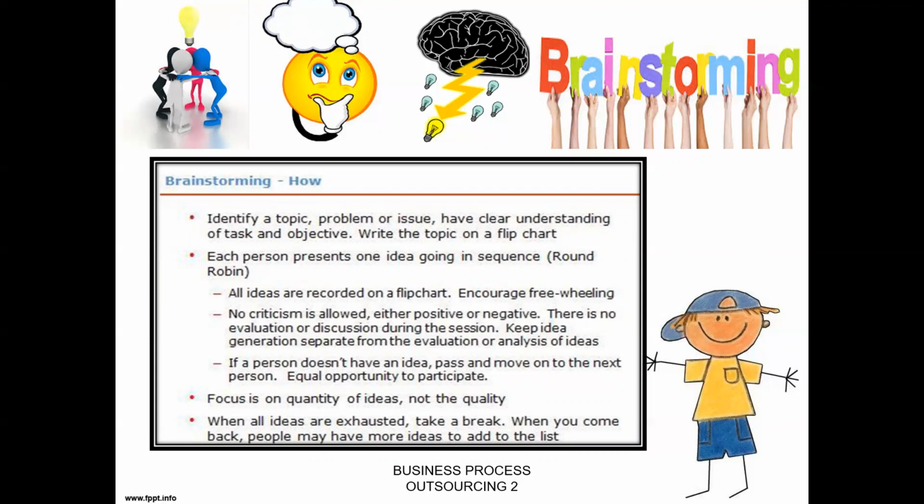Encourage free-wheeling. No criticism is allowed during this time, like saying that idea is not right, no, that can't be. There is no evaluation or discussion during the session. You don't evaluate the ideas or discuss the ideas given by your group mates. You just keep putting ideas there. If a person doesn't have an idea, you can pass. But if you keep passing before you solve your problem, it is no longer brainstorming. You're just tired.